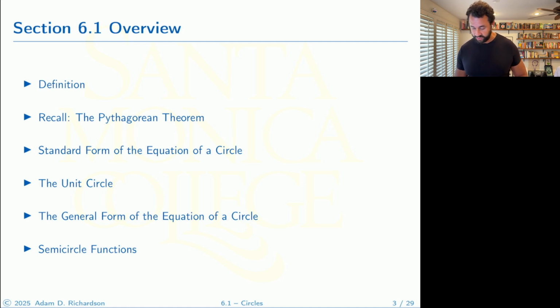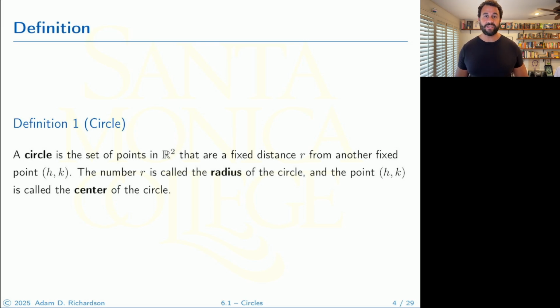All right, so let's start with the definition. What is a circle? A circle is a set of points in the plane that are a fixed distance r from another fixed point (h, k). And that's it. Geometrically, that's what a circle is: a set of points that are a fixed distance from another fixed point.